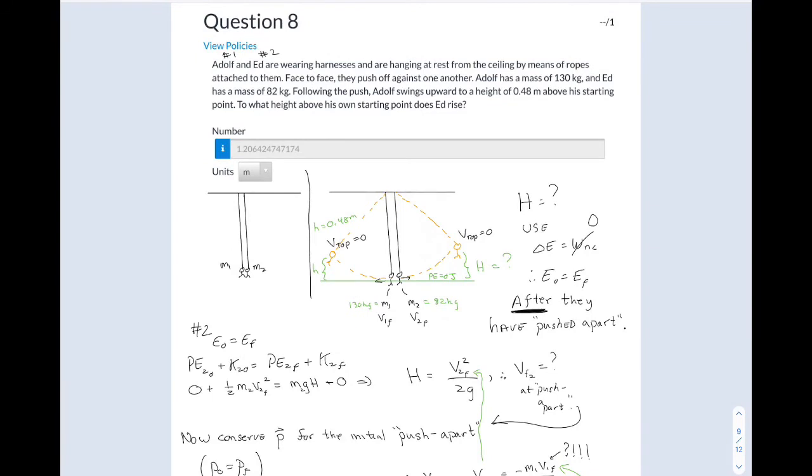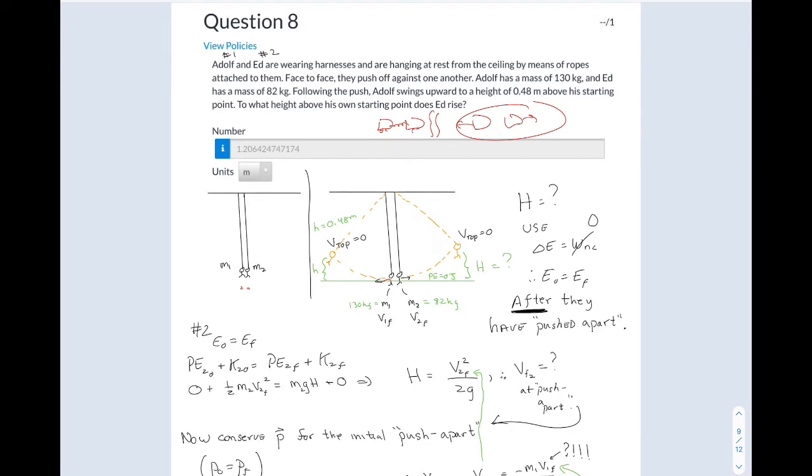Question 8 is a little bit messy. Question 8, again, is kind of similar to these two carts attached to a spring, where the spring broke off and both carts went in their own direction. Here I have two people hanging from a rope, and they push off from each other, which now looks like that. So one person moves to the left, one person moves to the right.